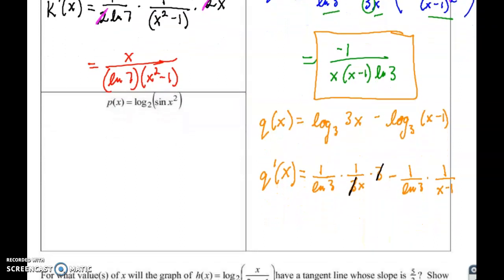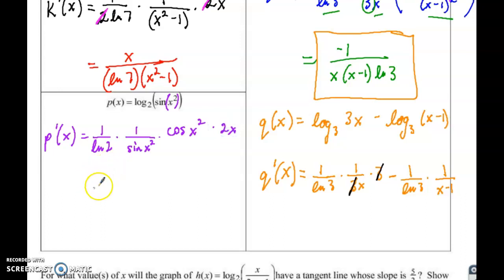So same thing goes for p of x. You got to be careful because it's just x squared right there. So let's just work it out. It's 1 over natural log of 2 times 1 over sine of x squared. The derivative of sine is cosine, and then the derivative of x squared is 2x. And as far as I would rewrite it, 2x over natural log of 2, and cosine over sine is cotangent of x squared. That's how I would write that answer.